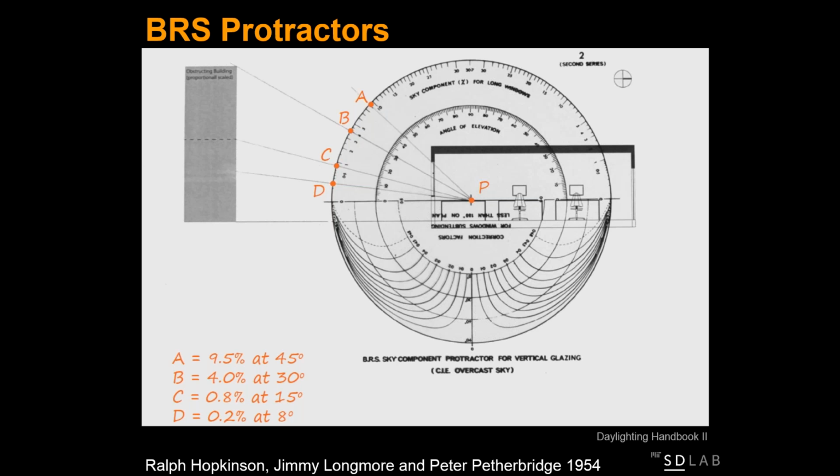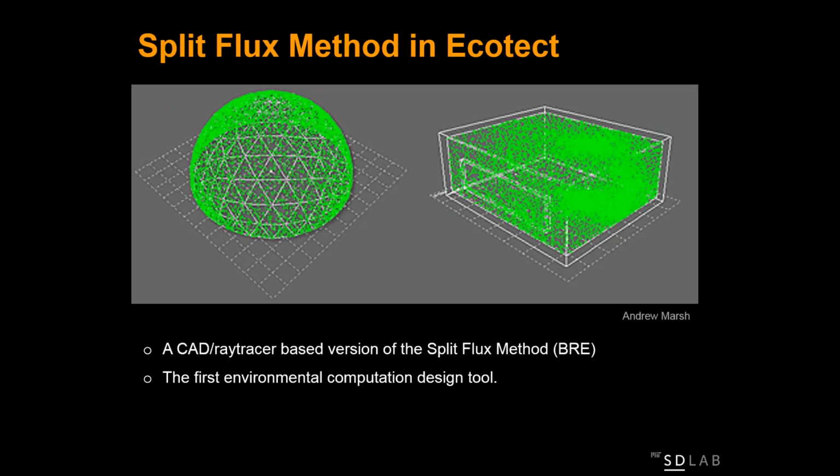And how that worked was that you used an existing section and plan of your building and overlaid these protractors. You could read off certain values and derive the sky components and the externally reflected component from them. And that, of course, had the big advantage that you could relatively quickly get towards distributions within spaces.